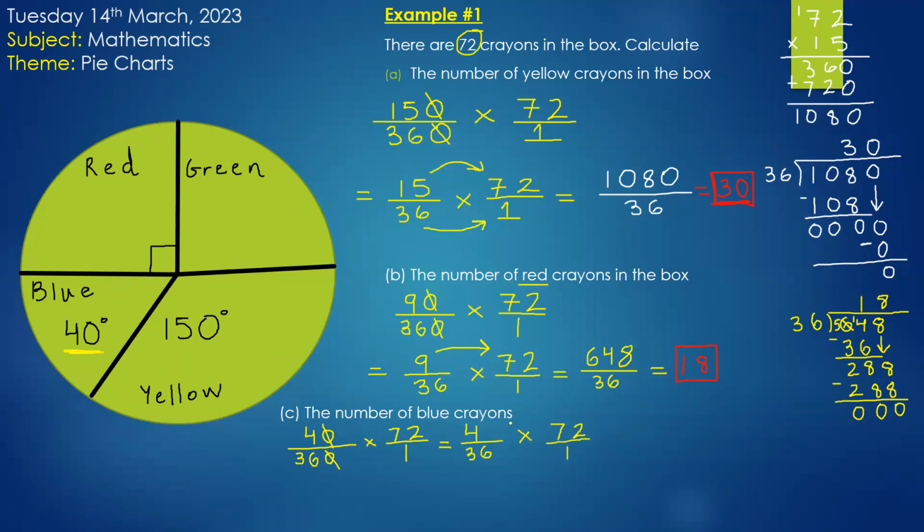And what do we do at this point? Multiply 4 times 72 and 36 times 1. Very good. 4 times 72 is what? 288. Say it again. 288, divided by what? 36 times 1 is what?